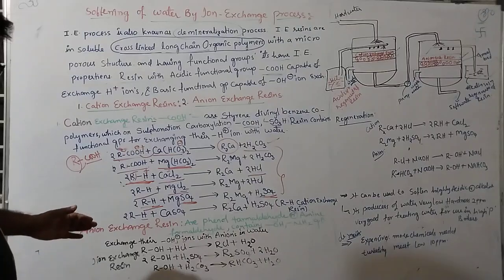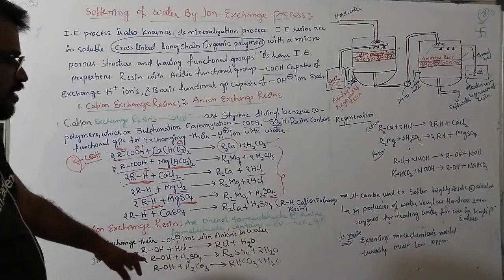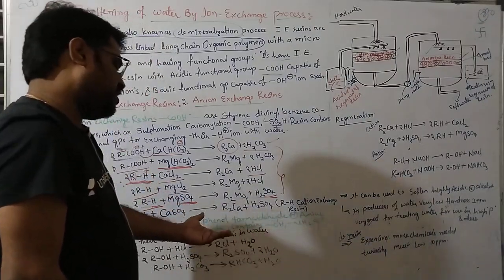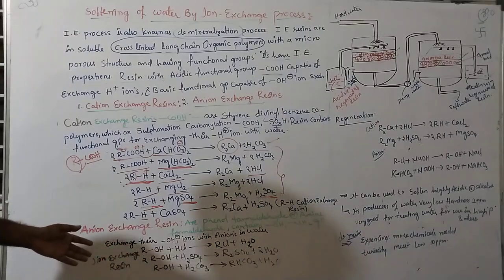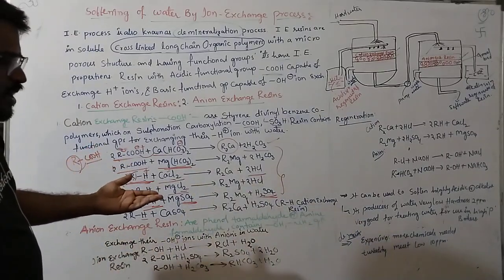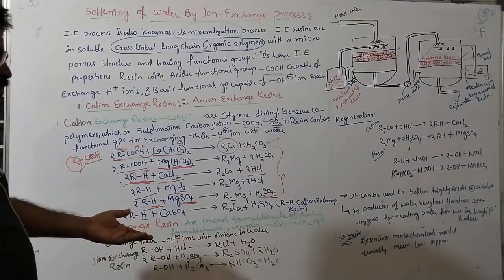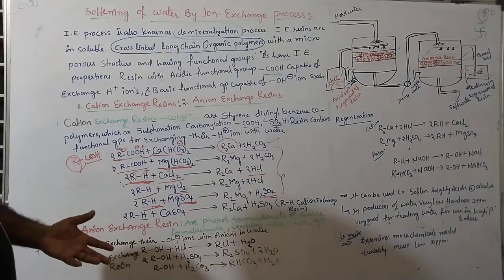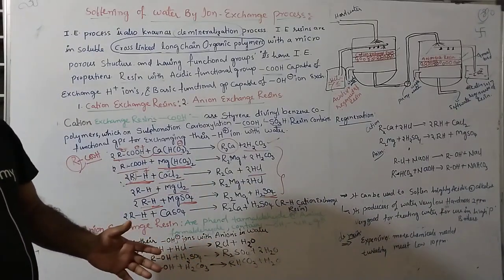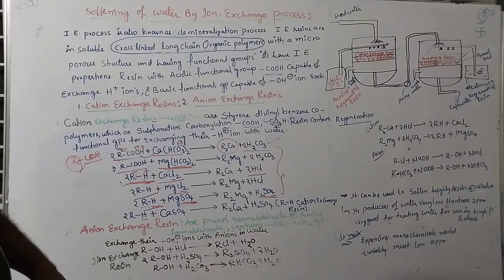Here the anion exchange resins are taken as phenol formaldehyde or amine formaldehyde resins. Phenol means OH group containing compounds. Amines means NH2. These are basic in nature. Bases will abstract H⁺ ions.